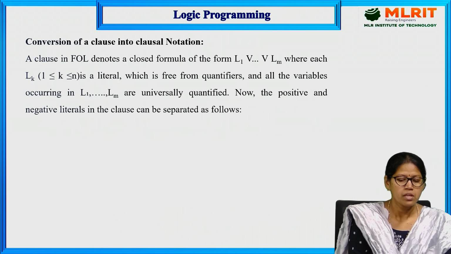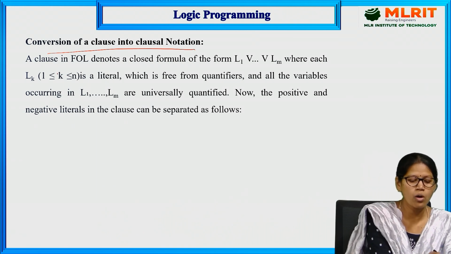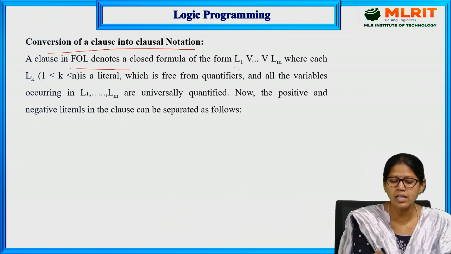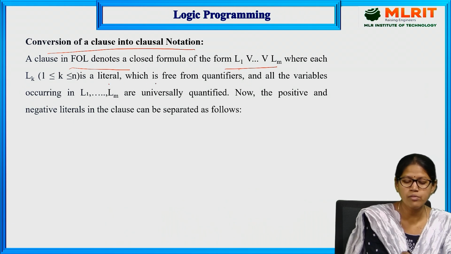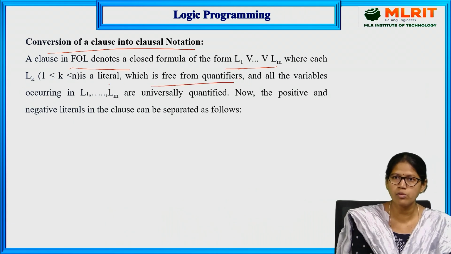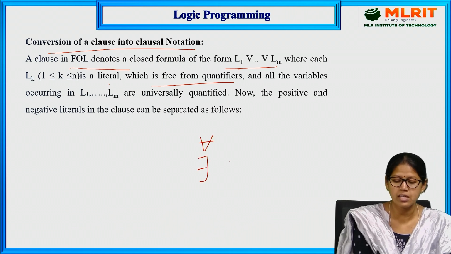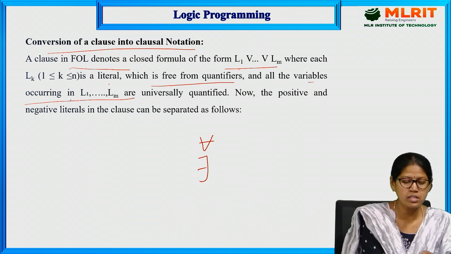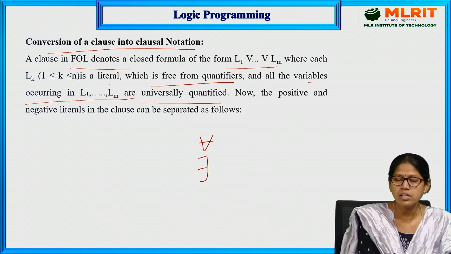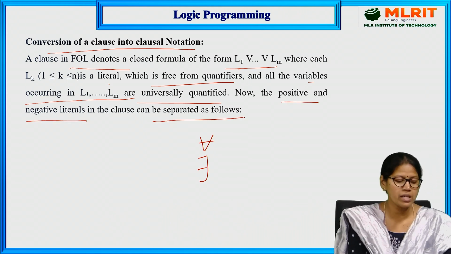Next, the conversion of a clause into clausal notation. Here a clause in FOL denotes a closed formula: literals L1 disjunction L2 disjunction and so on LM, where each Lk is a literal free from quantifiers. We already know the quantifiers: there are two, for all and there exists. All the variables occurring in this formula are universally quantified. Now the positive and negative literals are separated in this formula.